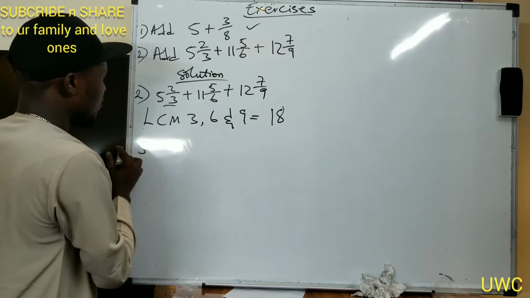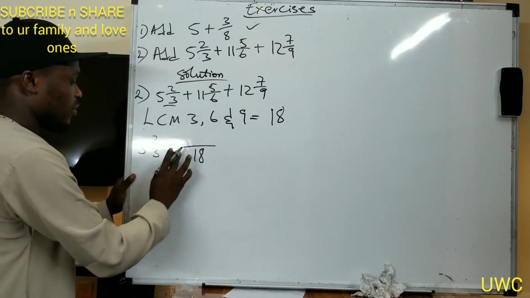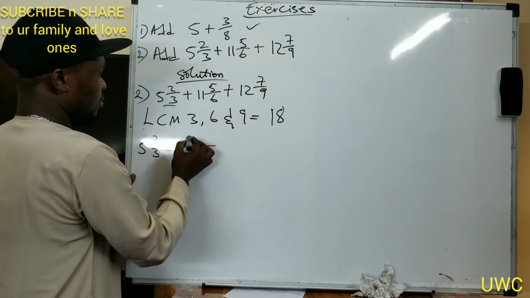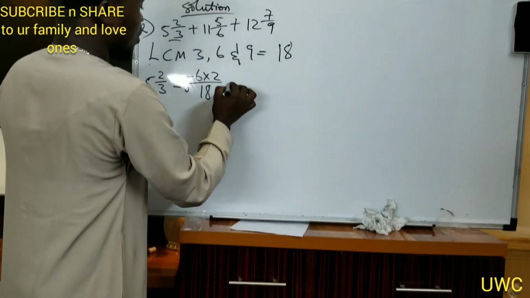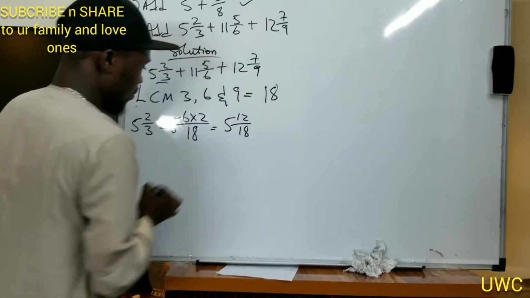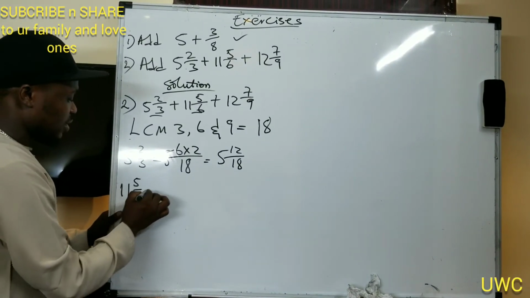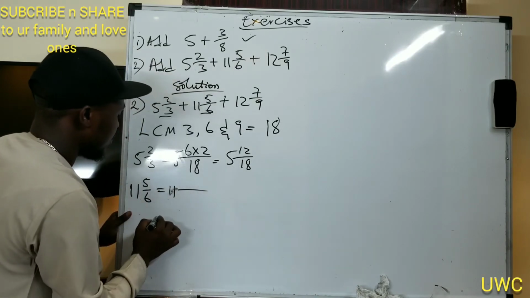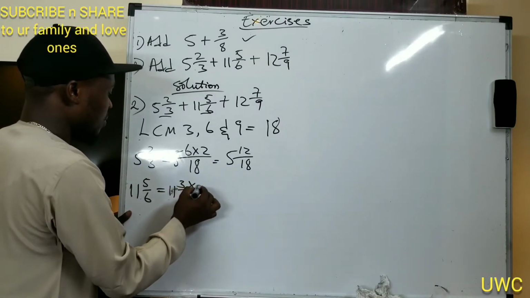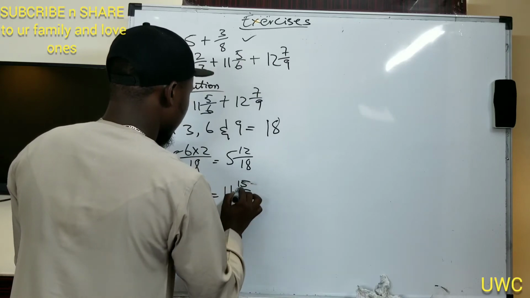We take this 5 whole number 2 over 3 is equal to, the LCM is 18. Bring down the 5 as the whole number. 18 divided by 3 will give us 6, multiplied by 2, which is 12. So 5 whole number 12 over 18. We'll now take the second one. 11 whole number 5 over 6, which is equal to, bring down the 11, write 18. 18 divided by 6 will give us 3. Multiply by 5 to give us 11 whole number 15 over 18.